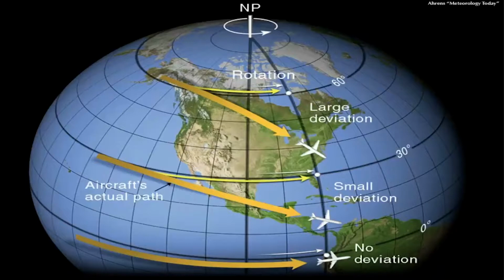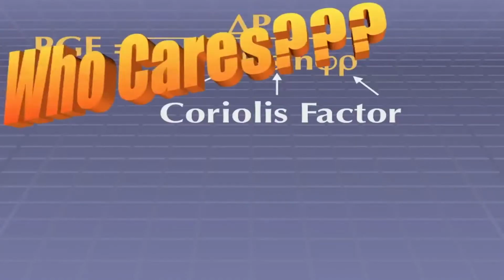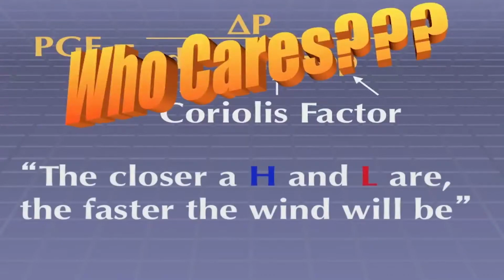So if you look at an airplane flying along the equator, its path doesn't change at all. If you have a flight taking off from Florida or just above the Tropic of Cancer, it's going to bend less than someone taking off from the Arctic Circle, where it's going to bend more. So that Coriolis factor, who cares? We don't have to really worry about it. All you really have to understand is the closer the high and low pressures are on a map, the faster the wind will be. And we can easily figure that out with something called a surface weather map.